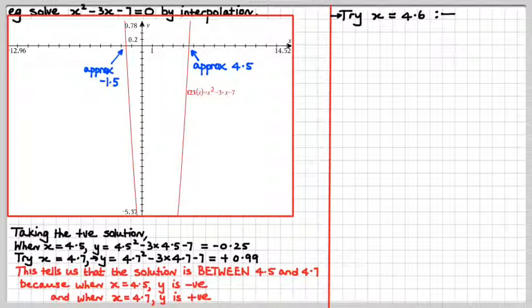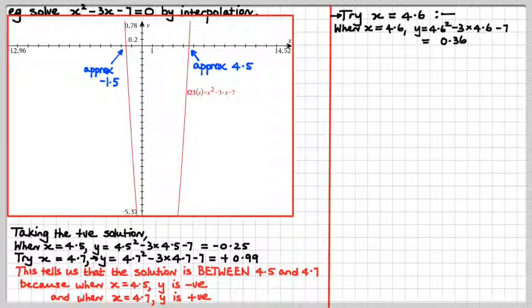And this is what you do through this whole procedure. You just keep trying new values, getting closer and closer and closer to a 0 result for y until you get something that's so close to 0 it'll have to do. So 4.6, okay? So what do we get when x is 4.6? If we do the number crunching, we get 0.36. Well, that's closer than 0.99, which is what we got when we tried 4.7.